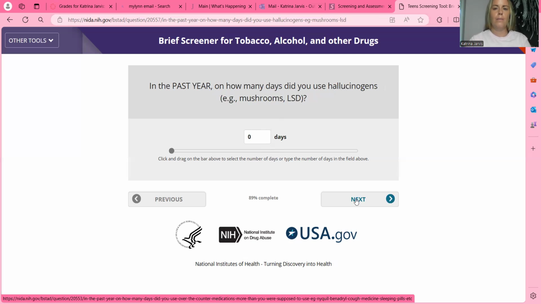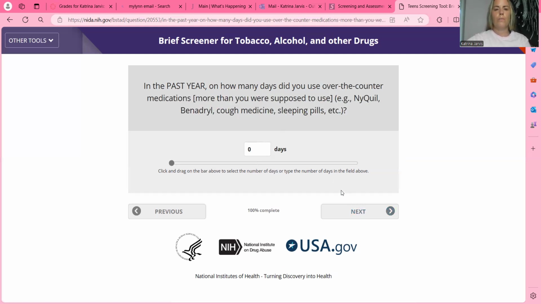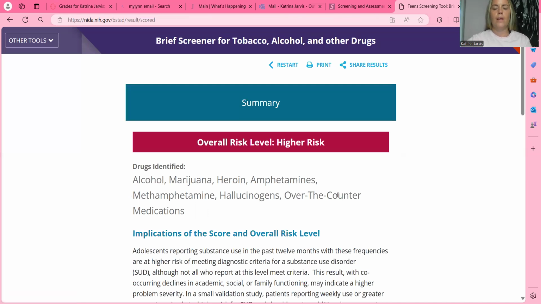In the past year, how many days did you use hallucinogens and mushrooms? And these are the type of questions that they're going to ask. So, depending on what you click and the necessary steps that they go in order, will determine the summary. So, over-the-counter medications that you used more than you were supposed to. I'm just going to go with half. And it brings us to a summary.